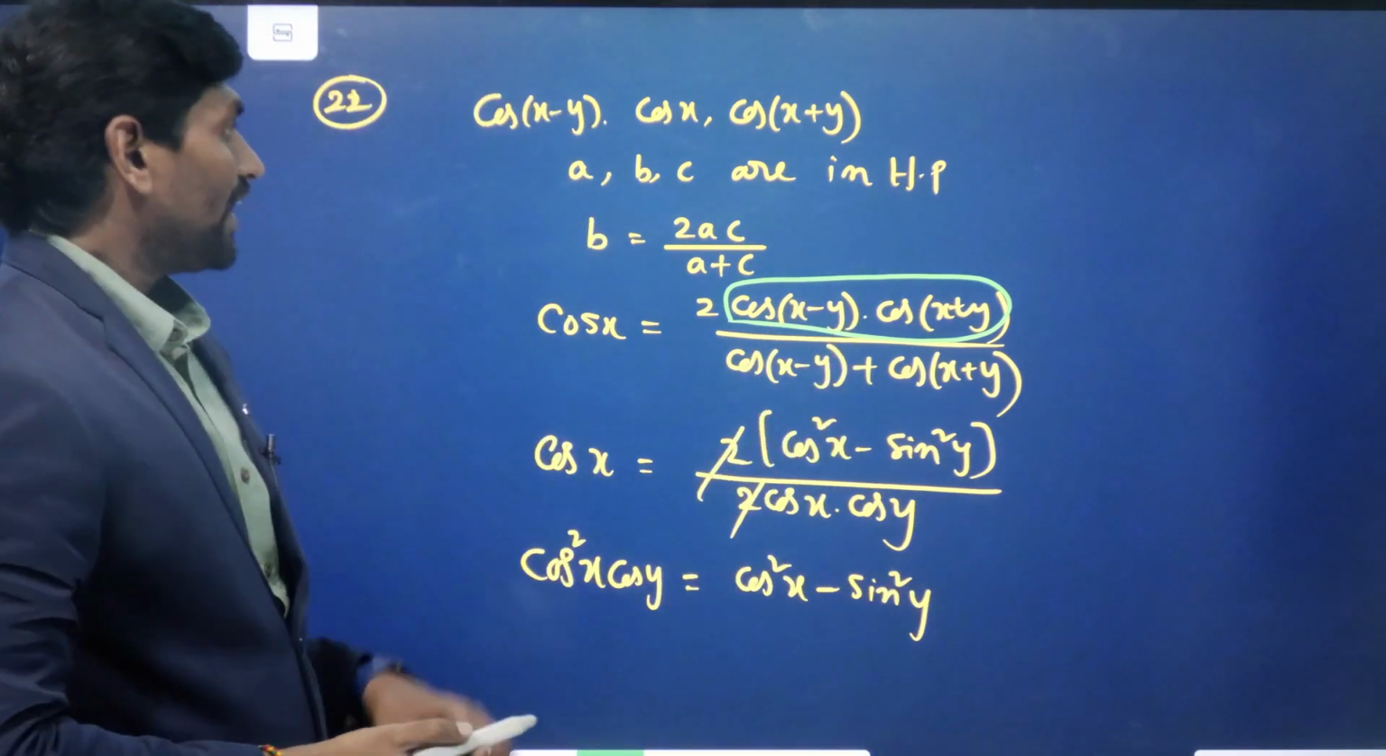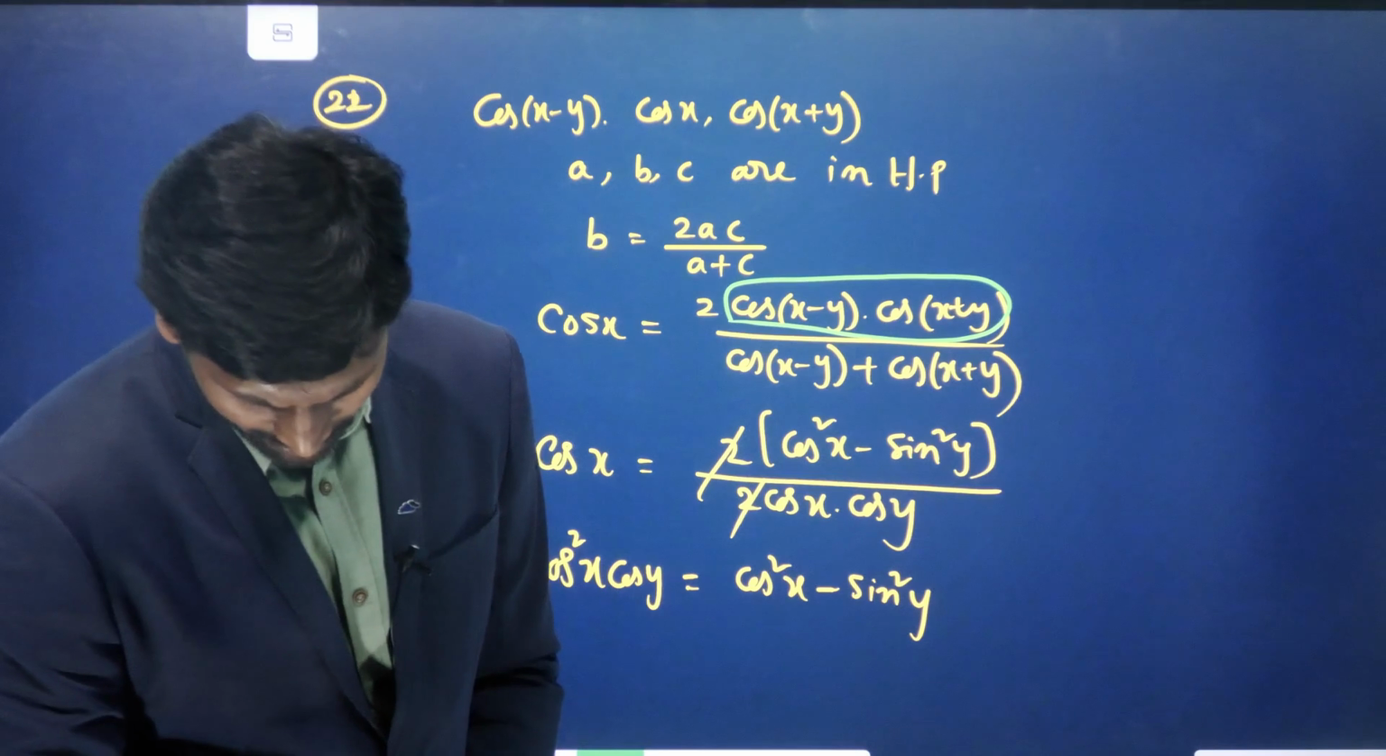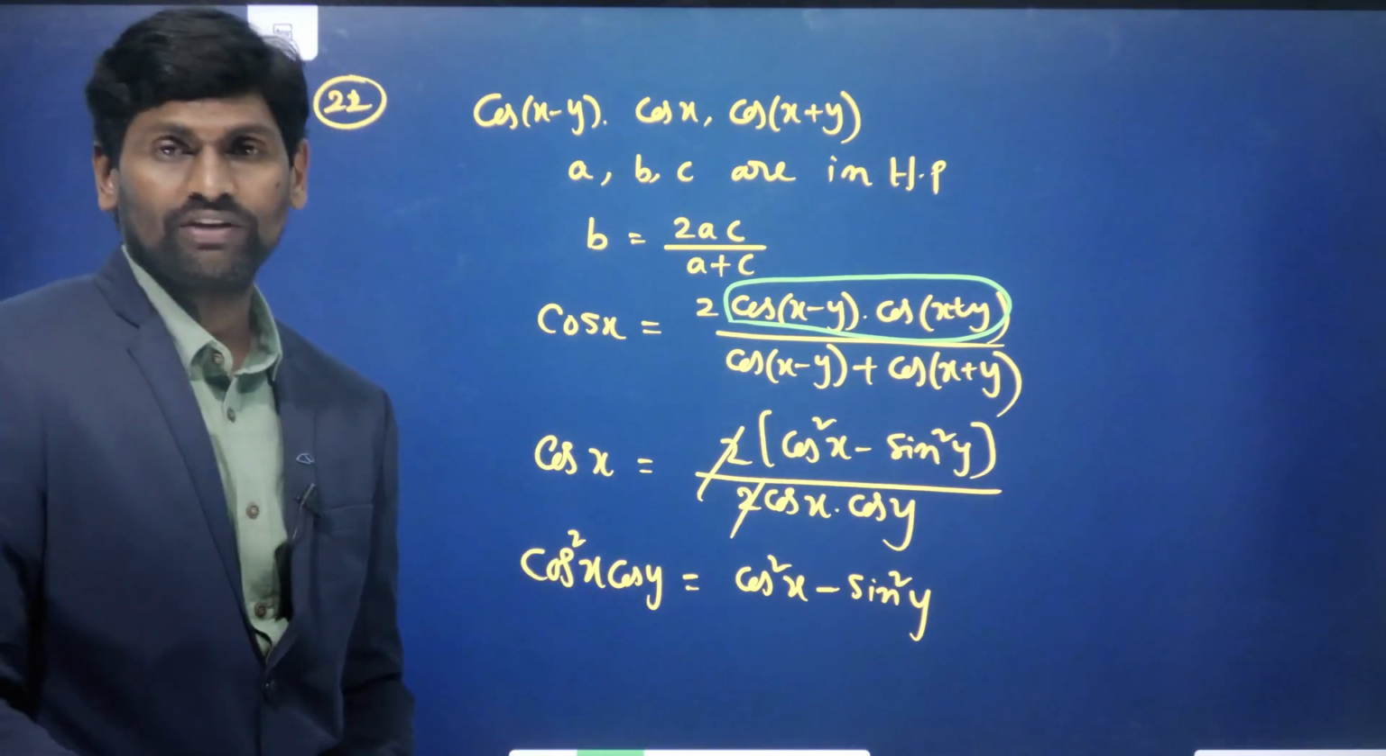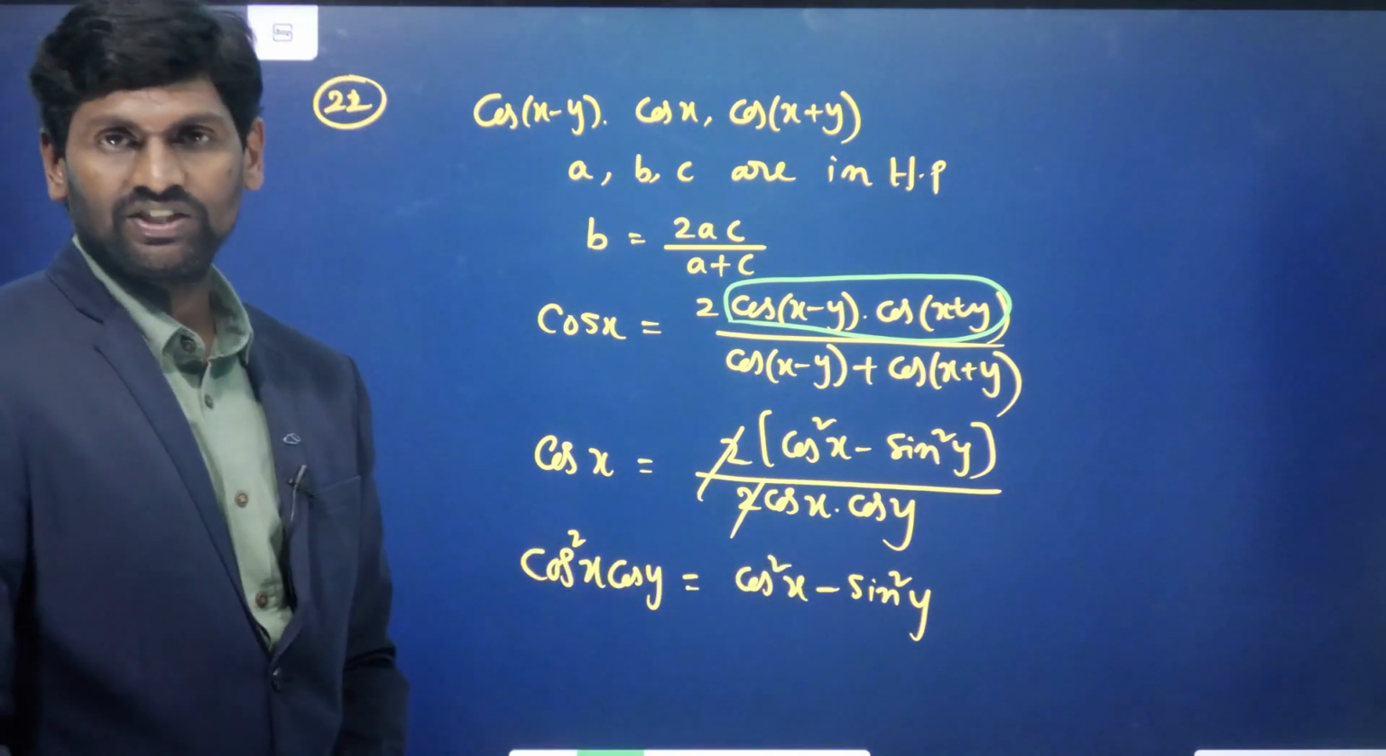Now, but actually what we have to find is the value of cos square x into secant square y by 2.